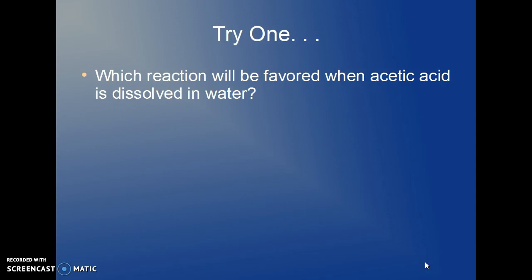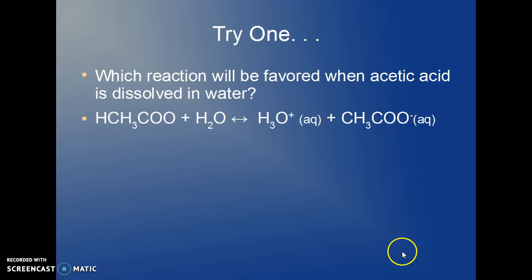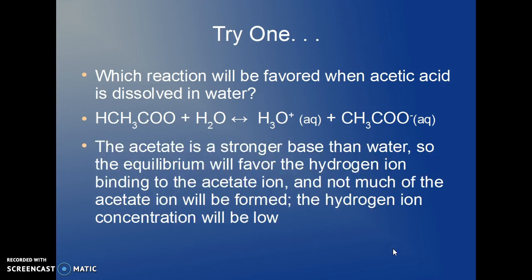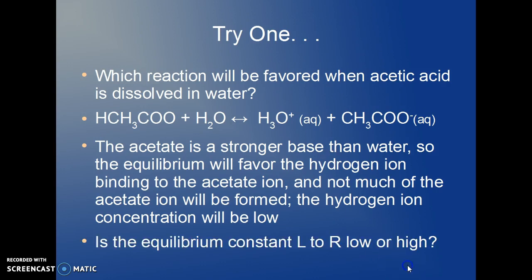You try one. Which reaction will be favored when acetic acid is dissolved in water? There is your reaction, and will this shift to the right or to the left? The acetate is a stronger base than water, so the equilibrium will favor the hydrogen ion from here bonding to the acetate, and not much of the acetate ion will be left. The hydrogen ion concentration will therefore be relatively low. The pH will be higher than that of a strong acid. The equilibrium constant left to right then is quite low.